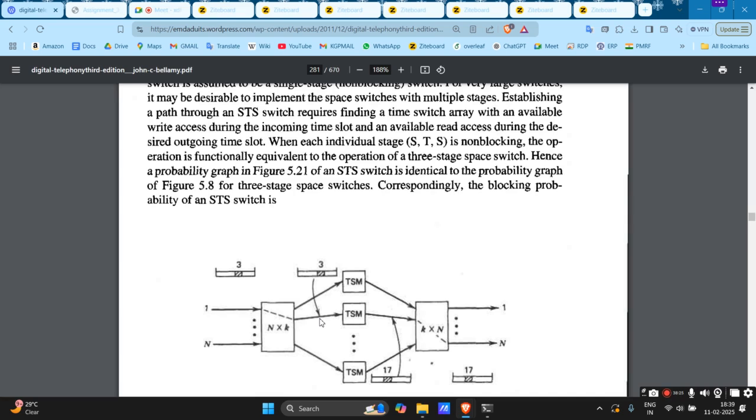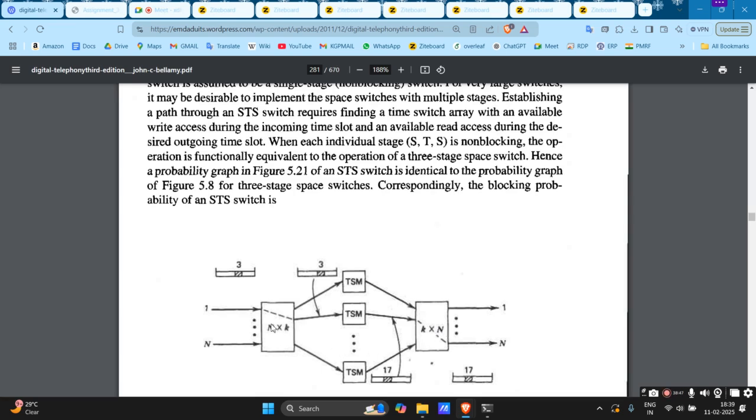And then we will have time division multiplexing, where k is the number of time division multiplexing buffers that we have. So time space memory. This number of memories is the k. So here we have k such time slot operators. So here we will have an n cross k switch, and here we will have a k cross n switch.